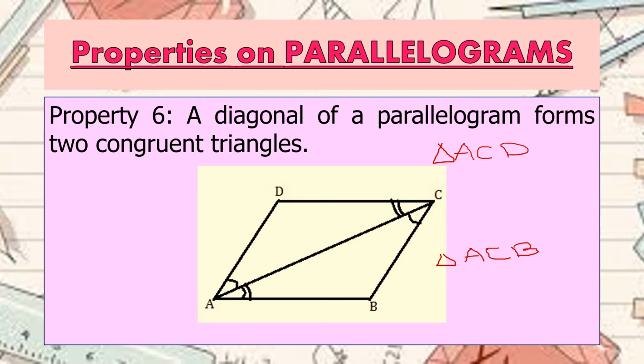At dahil sa diagonal na ito at dahil sila isang parallelogram, yung dalawang triangle natin, triangle ACD, is congruent to triangle ACB.